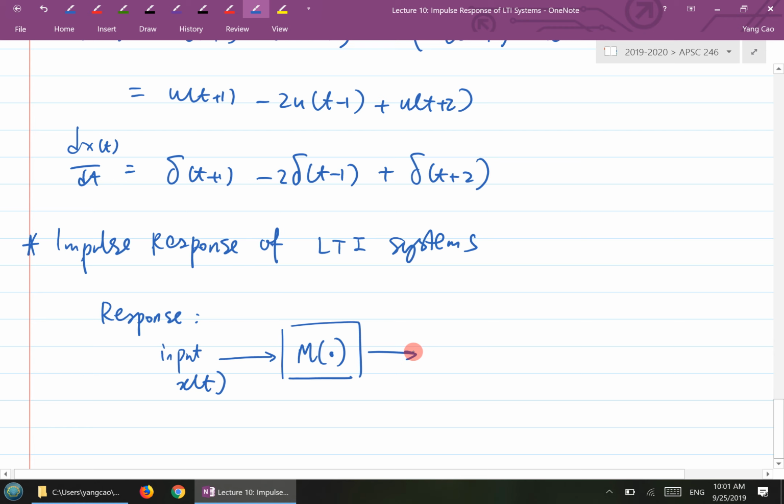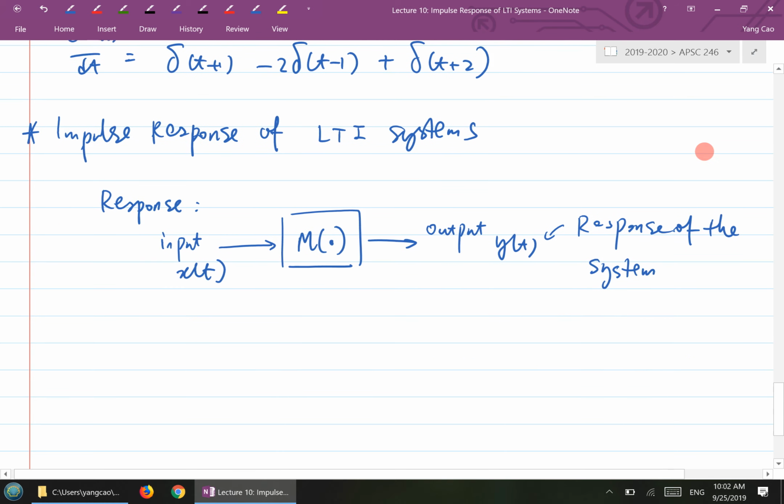Then the system must produce an output. So this is the output here, y of t. The output, we can also call it the response of the system. That is the response of the system. Okay, so now let's consider a special case.